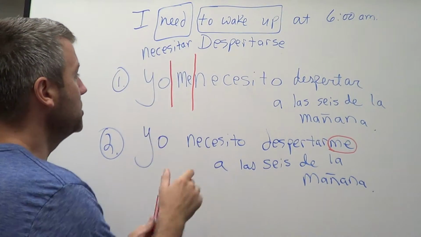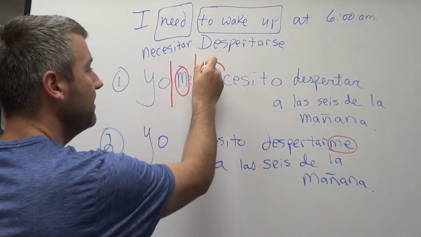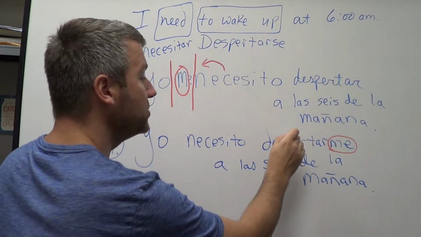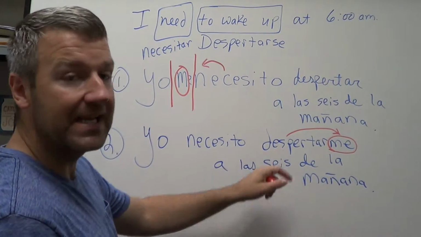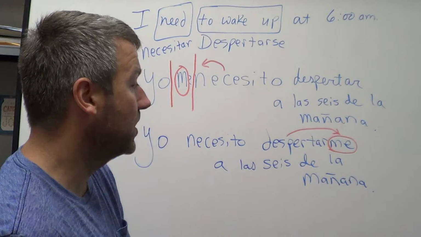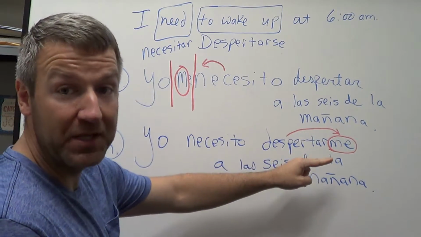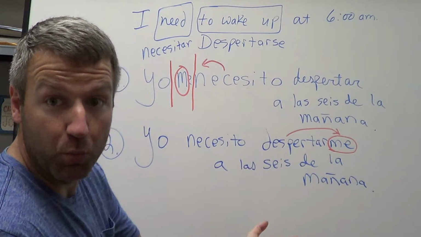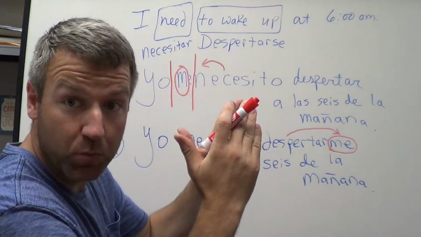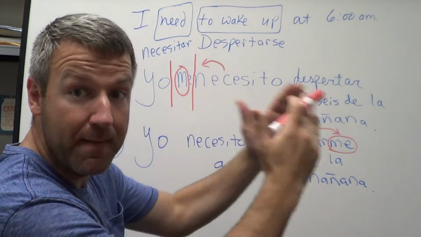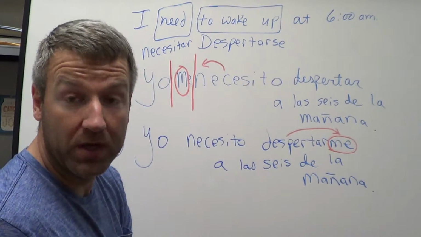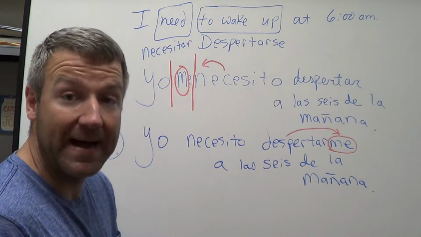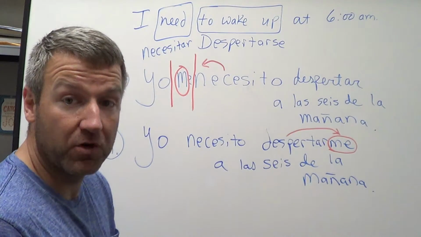So again, look, you can put the me right in front of that first verb, which is necesito, or you can attach it directly to the second verb, despertar. Okay? When I say attach, I mean you have to make the me part of the word despertar, just as if it's one word. You don't write despertar and then me. You write despertarme, one word. Okay? So those are two ways that you can combine a reflexive verb with a verb that's not a reflexive verb.